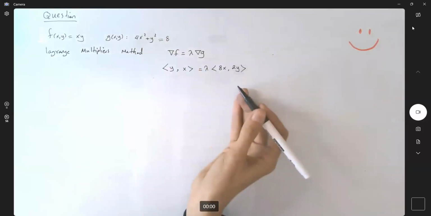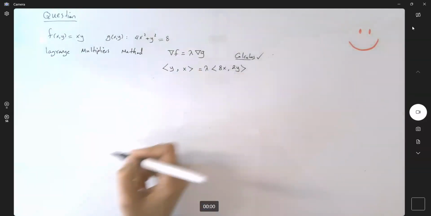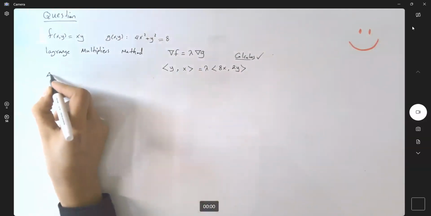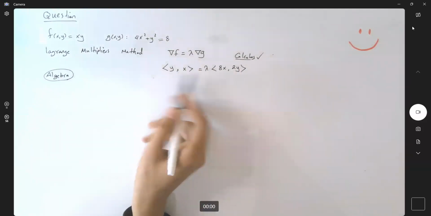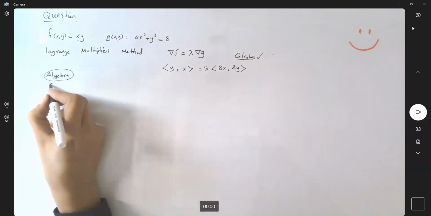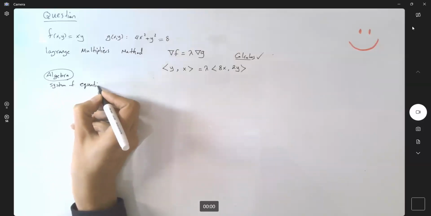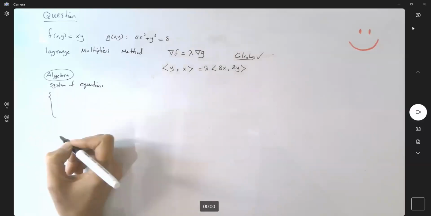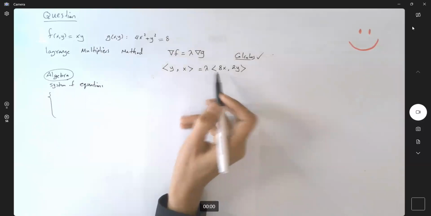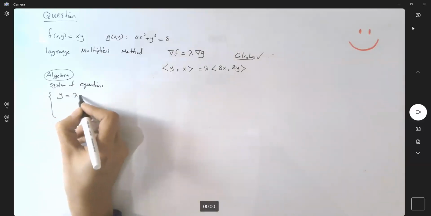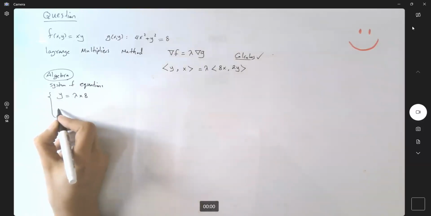So we're pretty much done with calculus. Calculus is done. The rest is pure algebra. Now we need to set up the system of equations and solve. Very good. Your very first equation is y equals lambda 8x. And the second one is x equals lambda 2y.